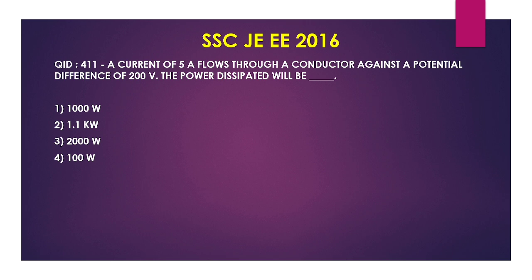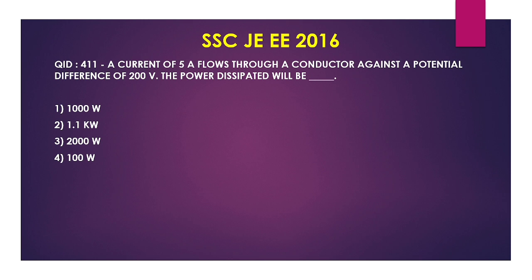Okay, these are the four options. A current of 5 amps flows through a conductor against a potential difference of 200 volts. The power dissipated will be dash. The options are 1000 watts, 1.1 kilowatts, 2000 watts and 100 watts.